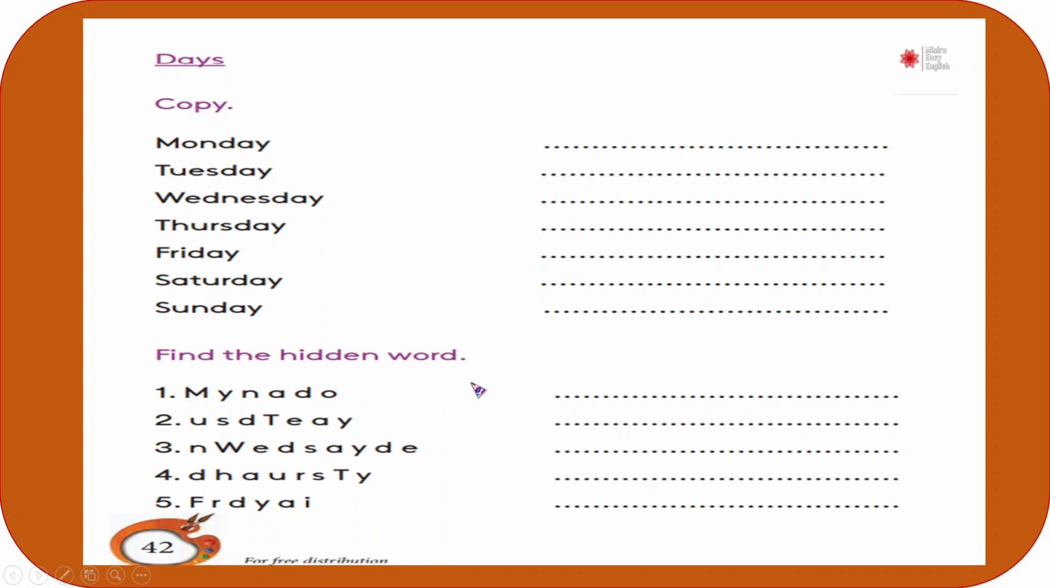Find the hidden word. MYNADO. What is the word? Monday. USDTEAY. There is a capital T here. So it should begin with T. Tuesday. NWEDSAYDE. There is another capital letter here. Capital W. What starts with capital W? Wednesday.